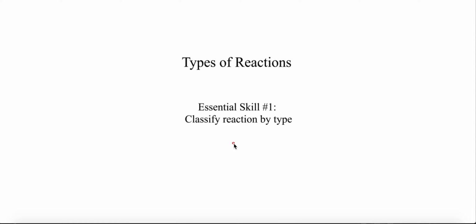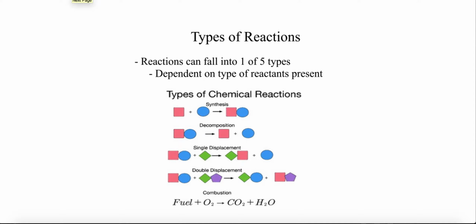So, we've been learning about chemical reactions, and it's about time that we start identifying the different types of reactions that there can be. So, when we talk about the different types of reactions, we need to know that there are actually five types of reactions. All reactions are going to fall into one of these five categories. Now, the five types of chemical reactions are your synthesis or combination reaction, decomposition, single replacement, double replacement, and a combustion reaction.